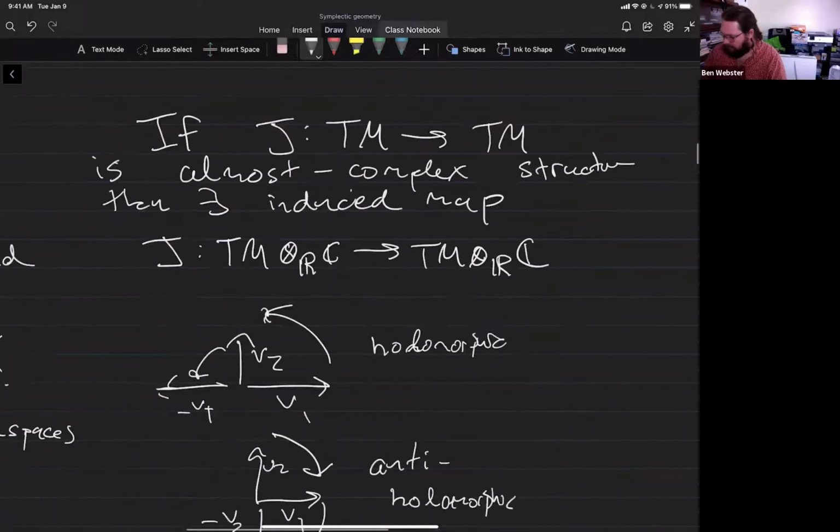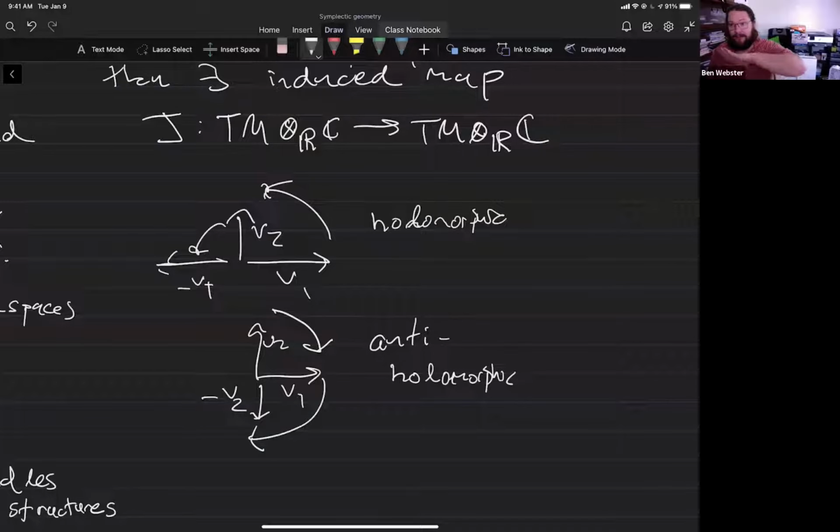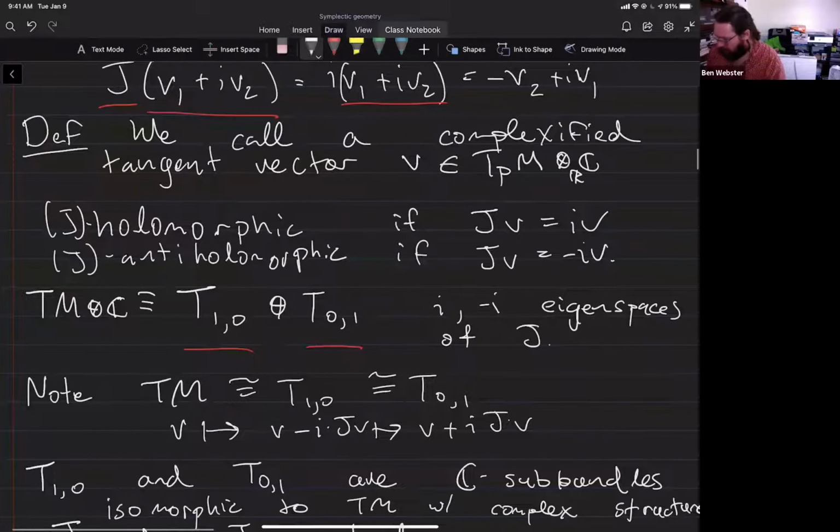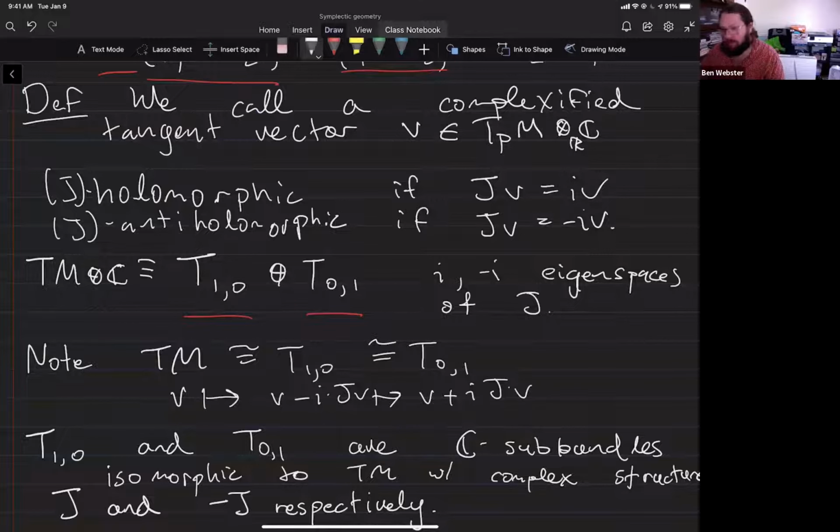If you look at this picture, anytime I have a plane that's preserved by J, over R the smallest dimensional subspace preserved by J is 2-dimensional. I can't have a 1-dimensional one because there are no eigenvectors. Then you can figure out how, out of that plane, you get a 1-dimensional space of holomorphic tangent vectors and a 1-dimensional space of anti-holomorphic tangent vectors. We can do this pointwise on every tangent space, and we get a decomposition of the complexified tangent bundle into 2 subbundles.